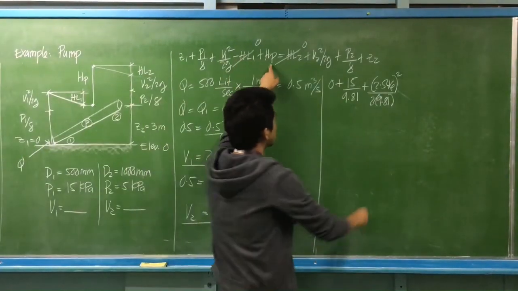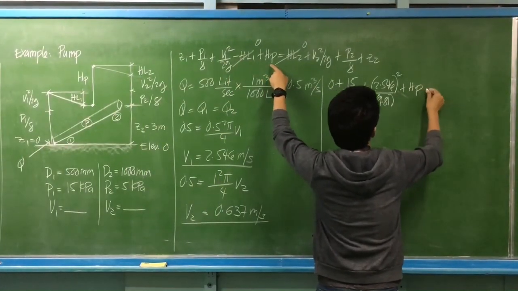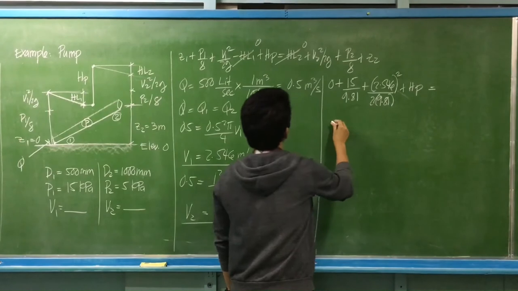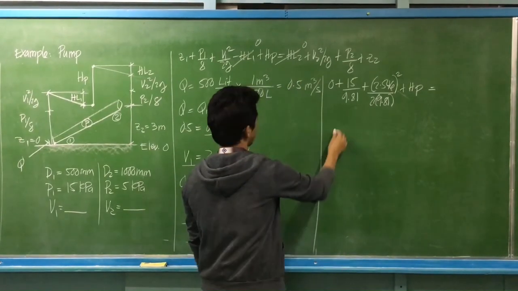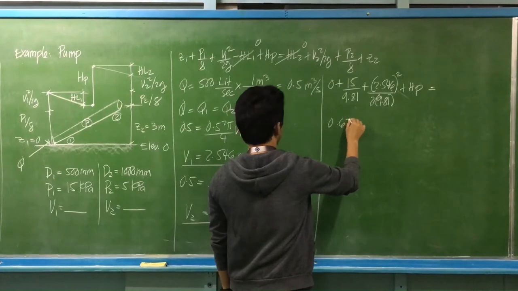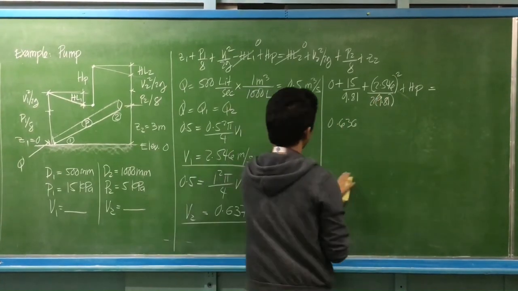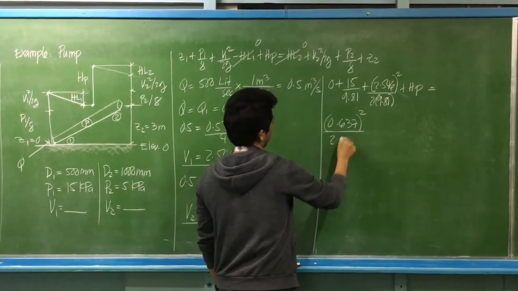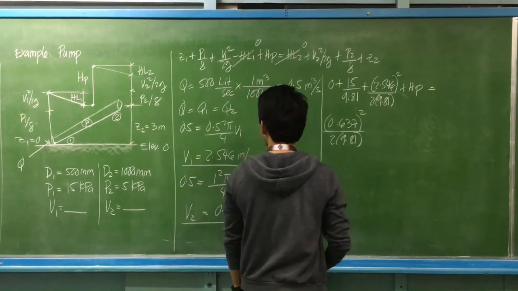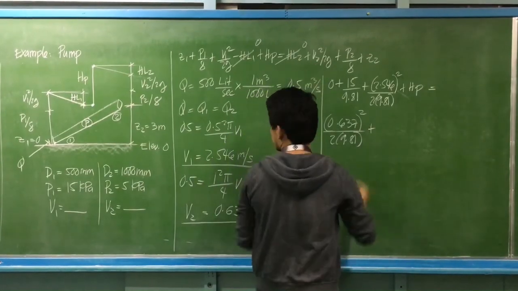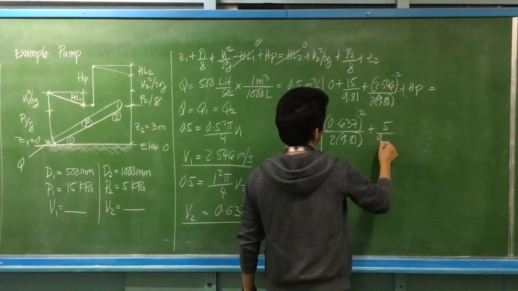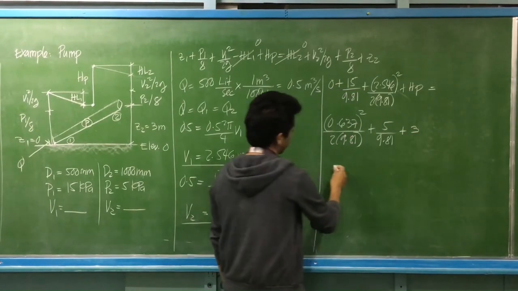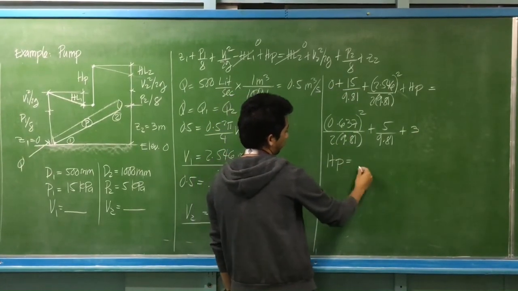So 0 head loss plus the head added by the pump should be equal to H sub 2. What is our H sub 2? We have 0.637 squared divided by twice of 9.81, that's for the velocity head, plus the pressure of 2 is 5 divided by 9.81, okay, plus elevation of point 2 is 3. So makukuha natin yung head output of the pump.